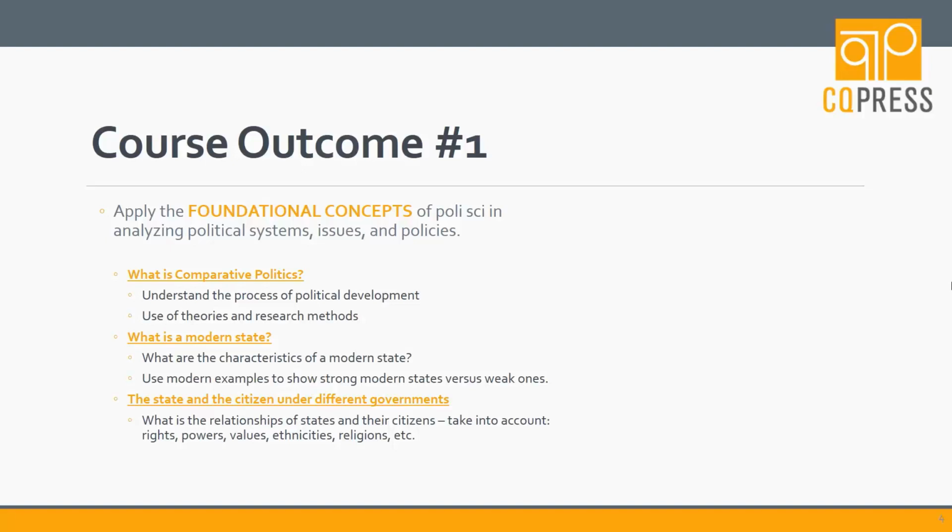Finally, unlike international relations, comparative goes deep into the role of the states and the citizens under different governments. So essentially, what is the relationship of states and their citizens? There is a lot to take into account there, like rights, powers, values, history, geography, ethnicities, cultures, religions, etc.